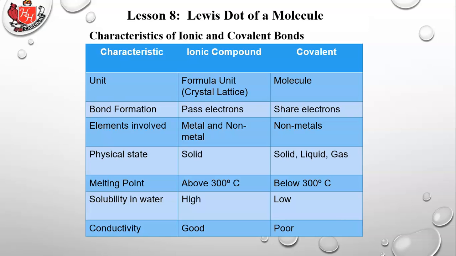Bond formation: ionic bonds pass electrons from one atom to another. The atom that receives it is called an anion. It's negatively charged. The one that passed the electron away is called a cation. It's positively charged. The positive and negative charges attract each other to form a bond from two ions that's called an ionic bond.